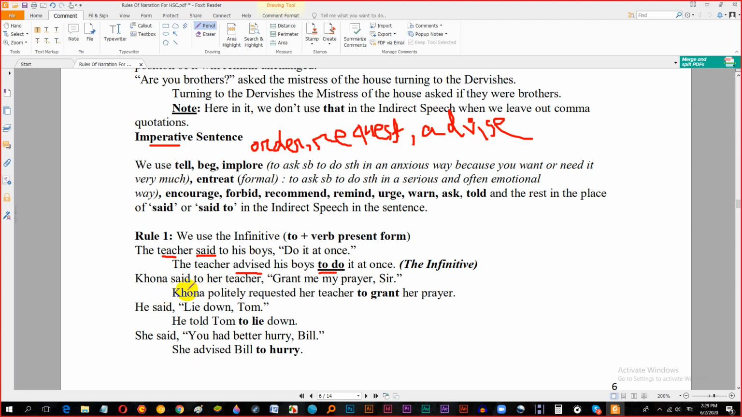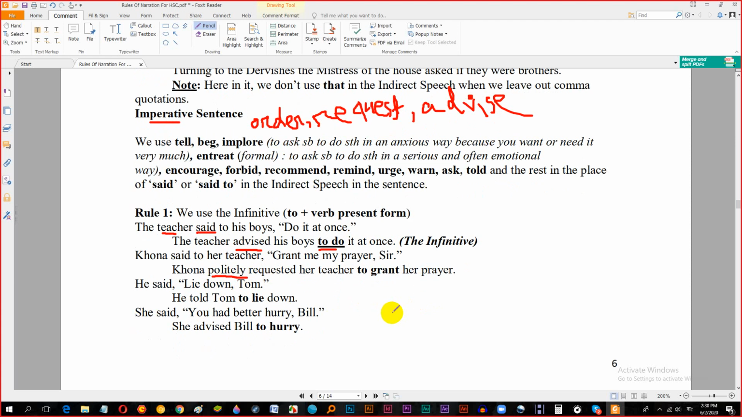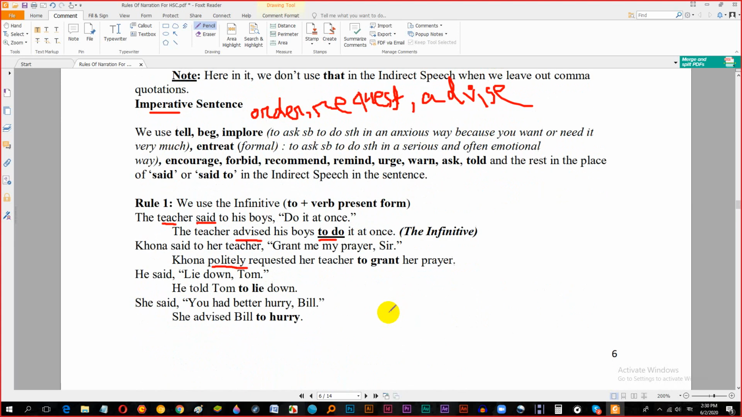Then Khana said to her teacher, "Grant me my prayer, sir." Khana politely requested her teacher to grant her prayer. We could use respectfully here too: Khana respectfully requested her teacher to grant her prayer. Okay, then he said, "Lie down, Tom." So he told Tom to lie down.